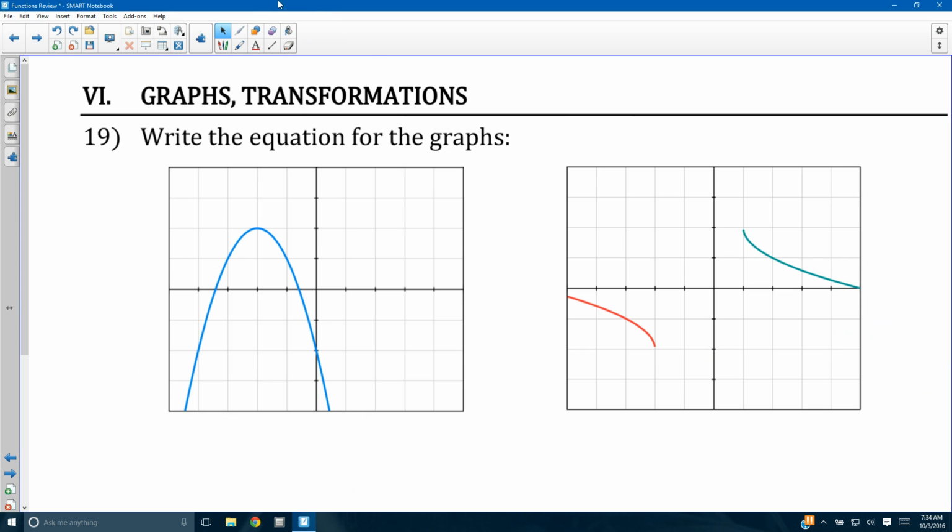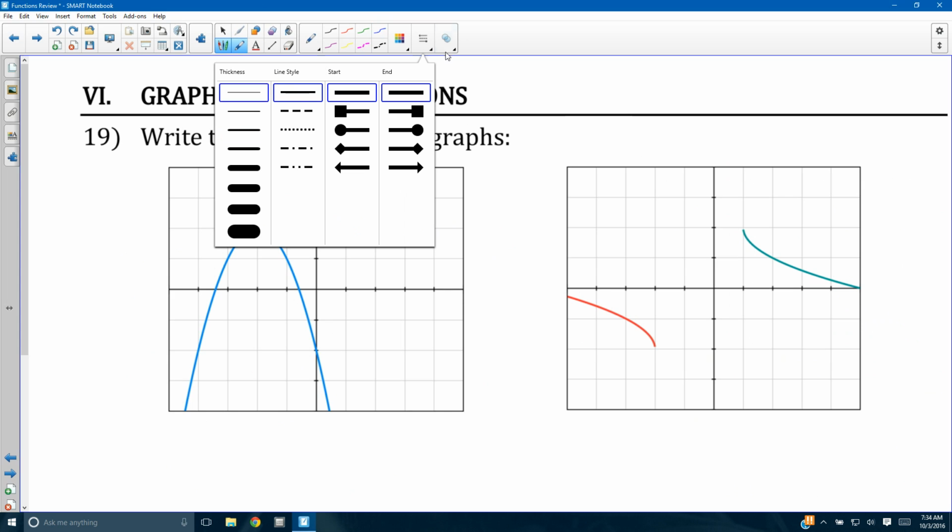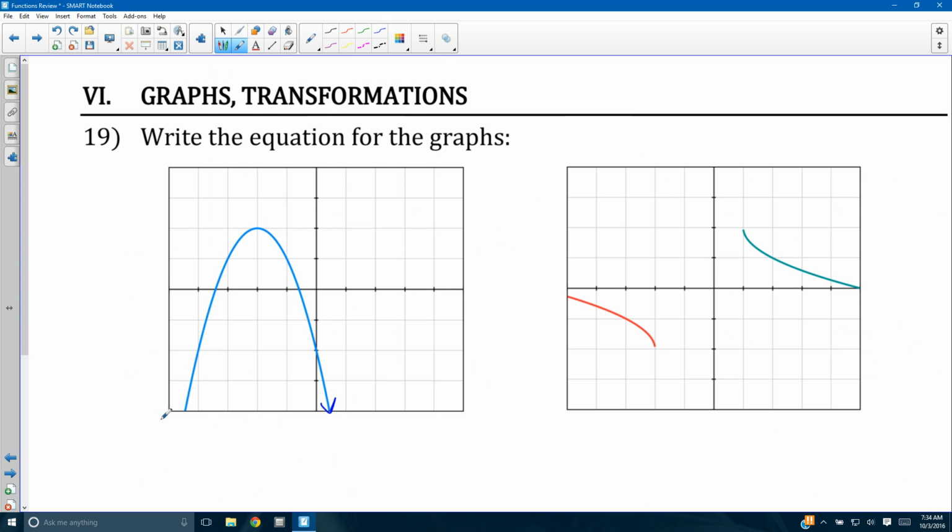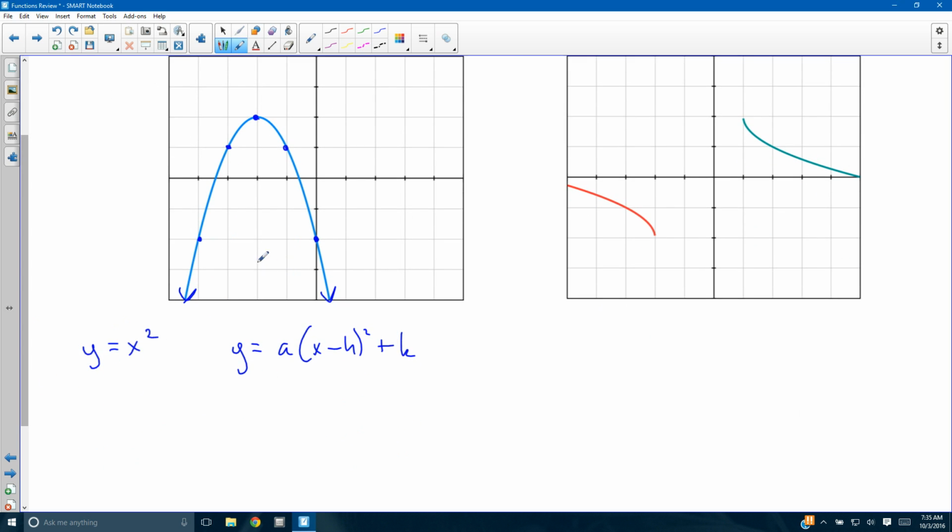Number 19, write the equation for the graphs. Okay, so just like the last problem there, it's good if you know the information that you're dealing with here. First one is, this is a quadratic equation. Okay, so the original parent graph was y equals x squared. Okay, what we're trying to find is something else that says y equals a times x minus h squared plus k. So we need to find a, h, and k here.